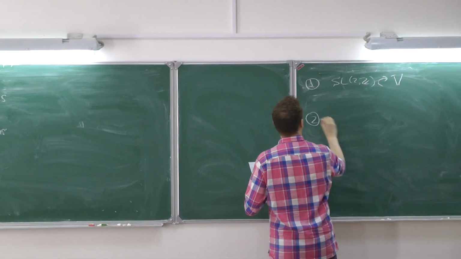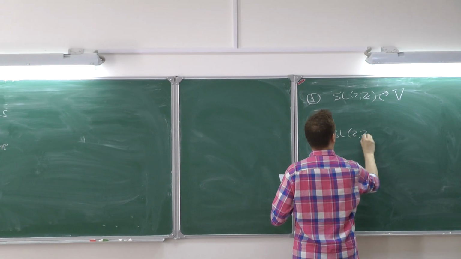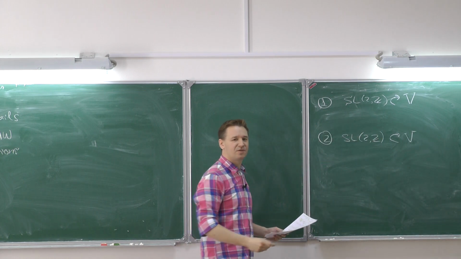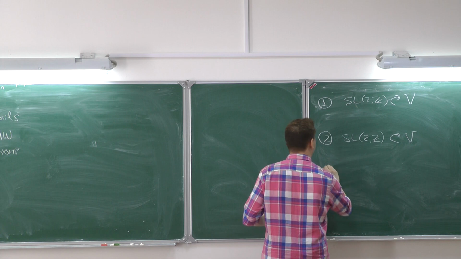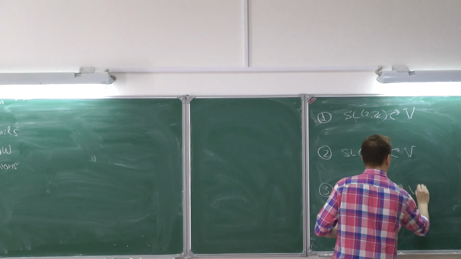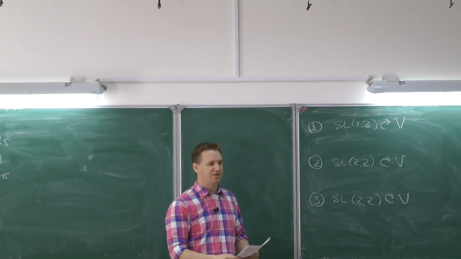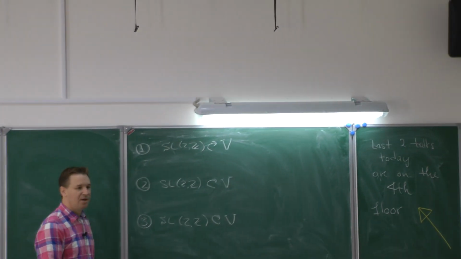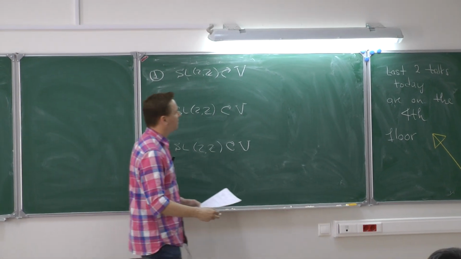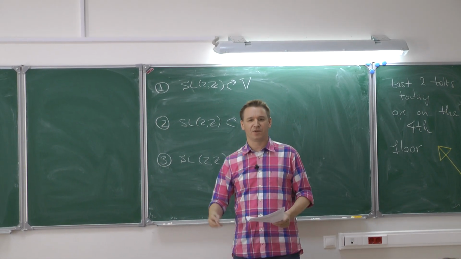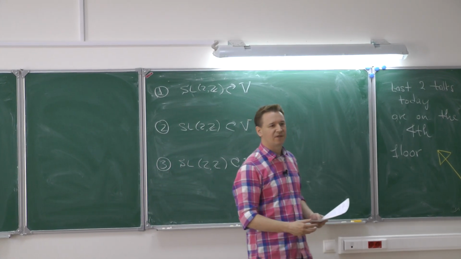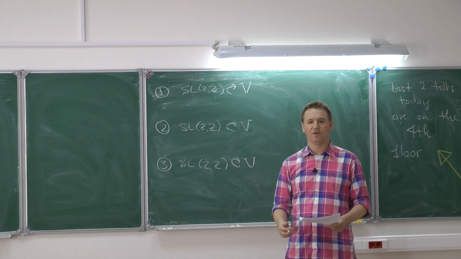There will be another SL2Z acting on another vector space V, which will have its own definition. And there will be a third action of SL2Z acting on yet another representation V. And the point will be that these V's will be constructed. So my goal is to describe each of these actions and the relation between them. And the point is that these V's will be constructed out of standard tools of homological mirror symmetry.